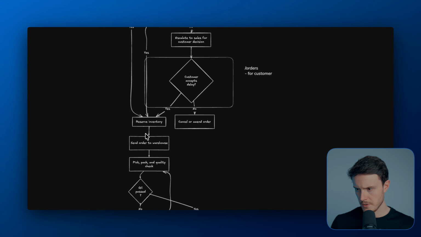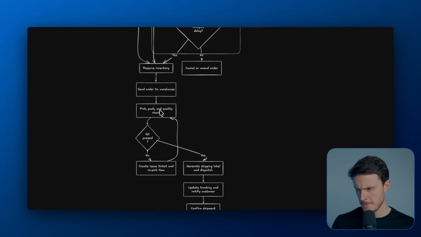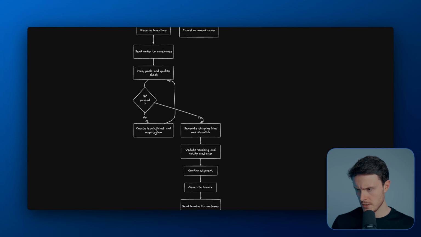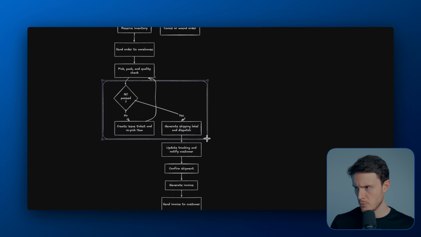Reserve inventory, that will be in the logic. We don't need a page. Send orders to warehouse, pick, pack, quality check, quality control pass, no, create issue ticket and repick item. Okay, so beside that, we might need an issues page for someone in the fulfillment team. I'm going to put a question mark beside this. We will come back to it.